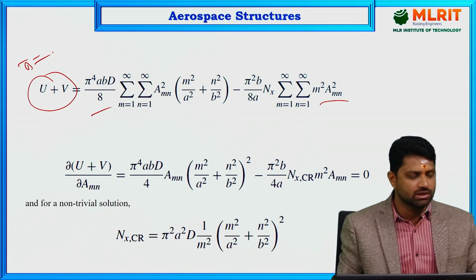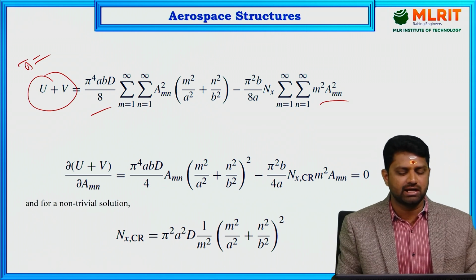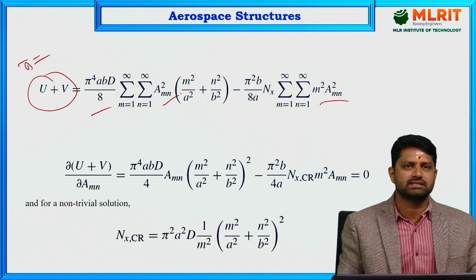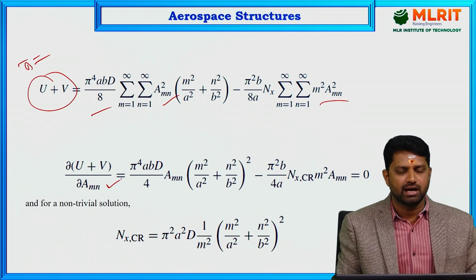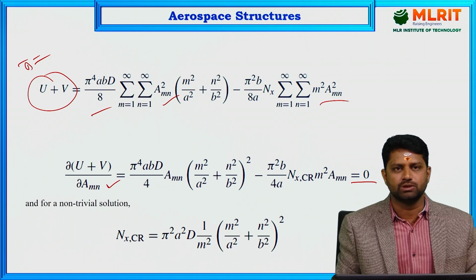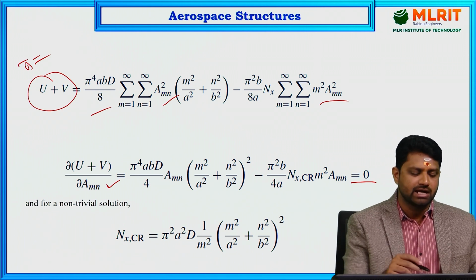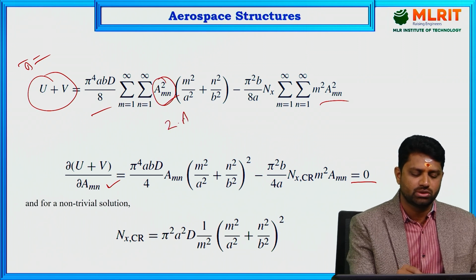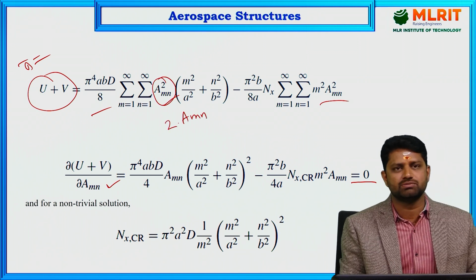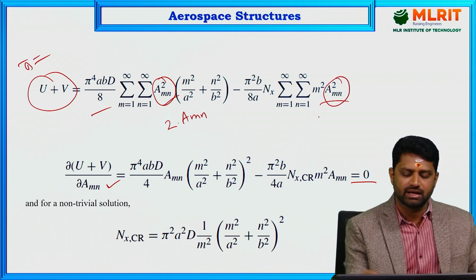Once we get this, we differentiate u plus v with respect to any unknown coefficient, and in this case the unknown coefficient is amn. So we differentiate u plus v with respect to amn and set the derivative equal to 0. As you can see here, we have a square mn, it becomes 2 into amn, the remaining terms you can write as they are, and here also we have a square mn, so here also you write 2 into amn.